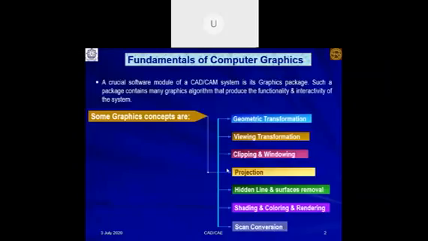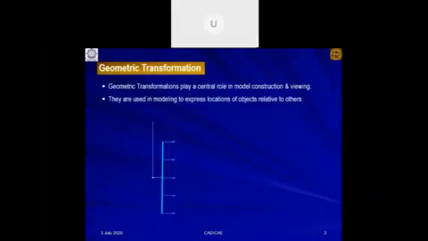by which the software has been developed. Now, geometric transformation is again very important from the user's point of view as well as the developer's point of view. Because geometric transformation plays a central role in model construction and viewing, and it is used in modeling to trace the location of the object relative to the others.